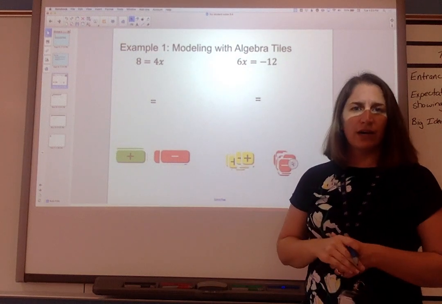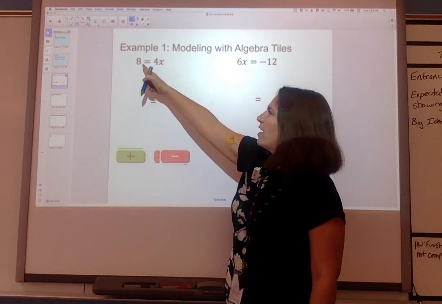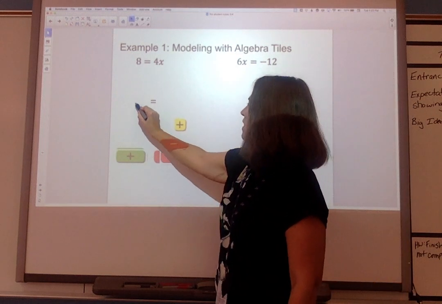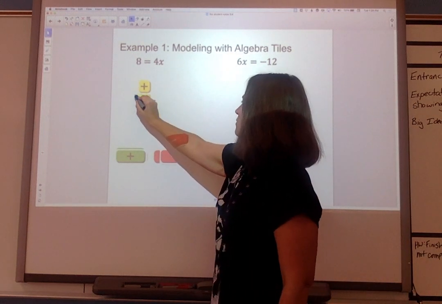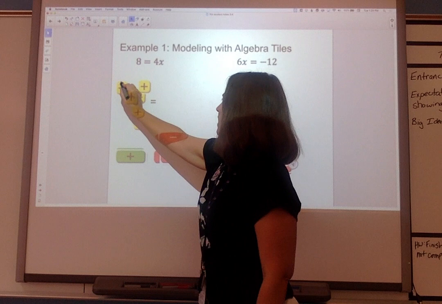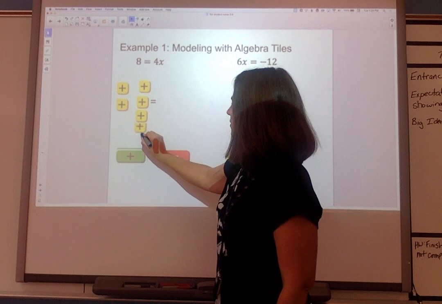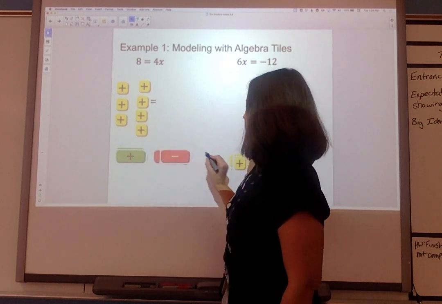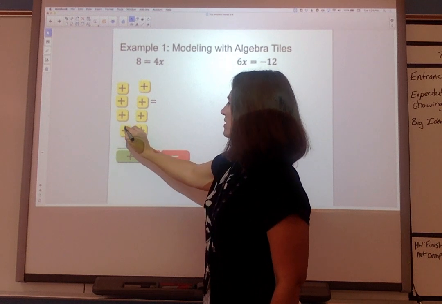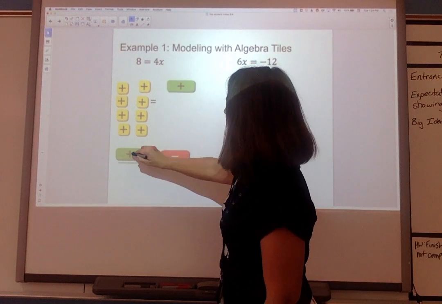I want you to draw these counters on your paper as I use the counters on the whiteboard here. So we're going to first model 8 equals 4x and what that equation looks like. So I should have 8 positive counters. 1, 2, 3, 4, 5, 6. Straighten them up here a little bit. 7, 8. All right. So here's my 8 positive counters, and that's equal to 4 x's. So on this side, I'm going to draw 4 x's.